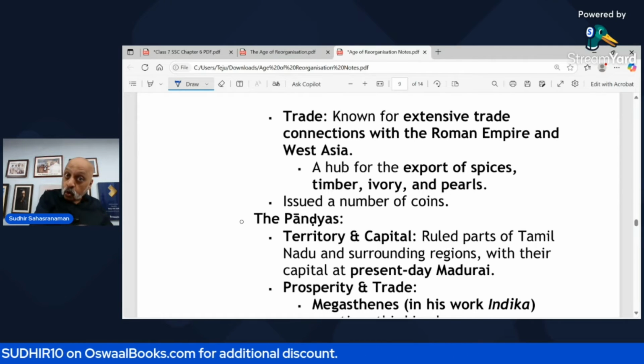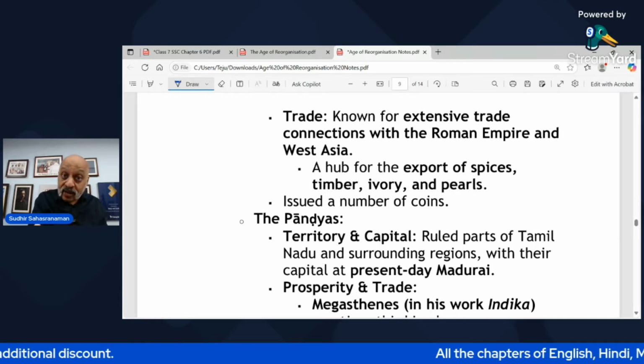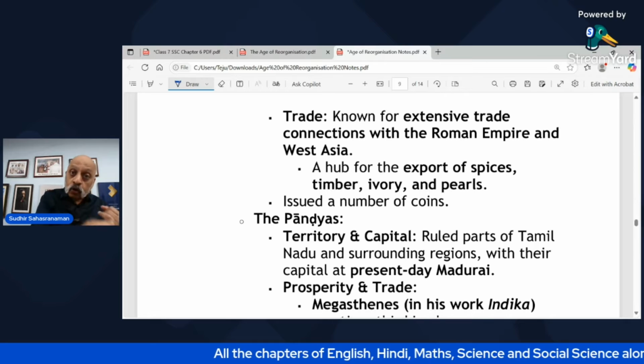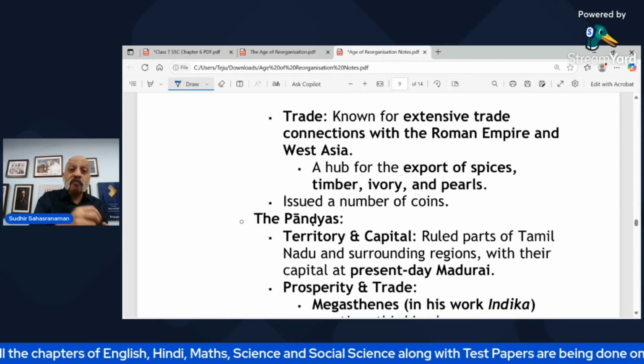And because it controlled Kerala, which is known as a land of ivory, a land of elephants, a land of spices, right? So export of spices, timber, because a lot of forest area in Kerala, ivory and pearls.